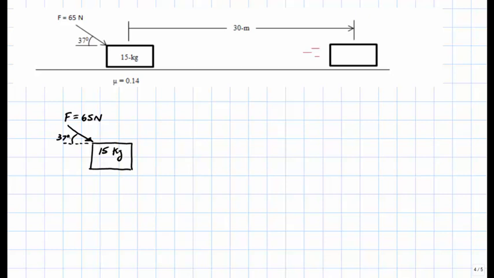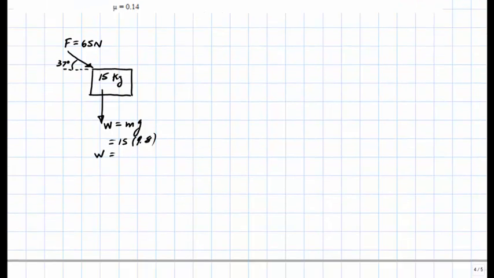We also have the weight. Of course, the weight equals mg. In this case, the mass equals 15 times g, which is always 9.8, and therefore the weight equals 147 newtons.